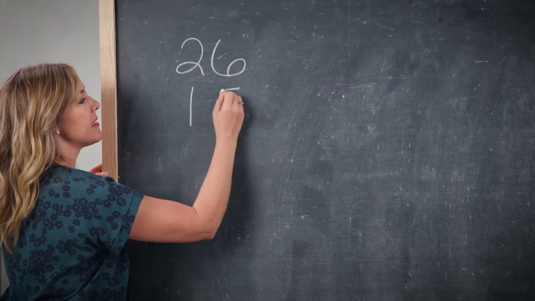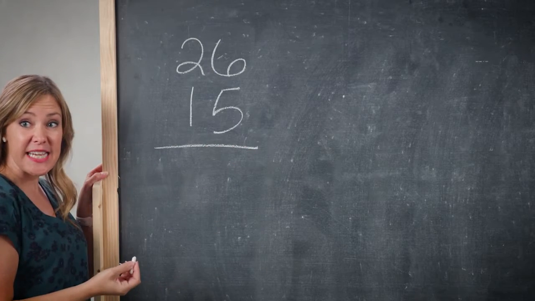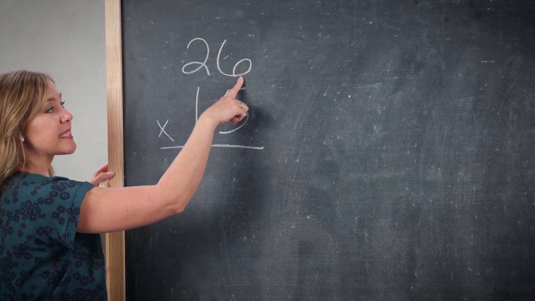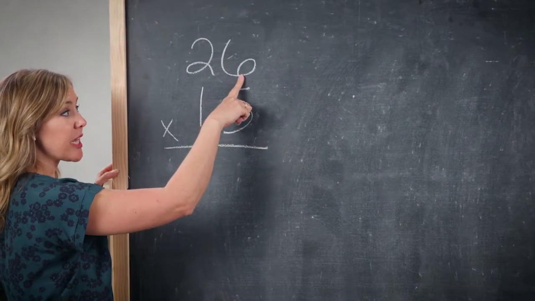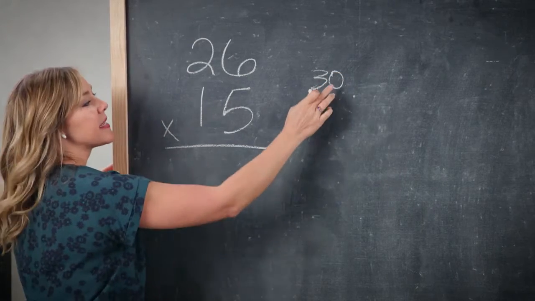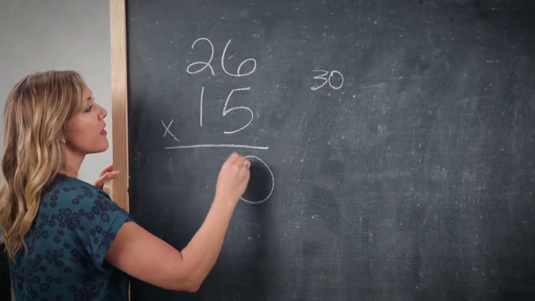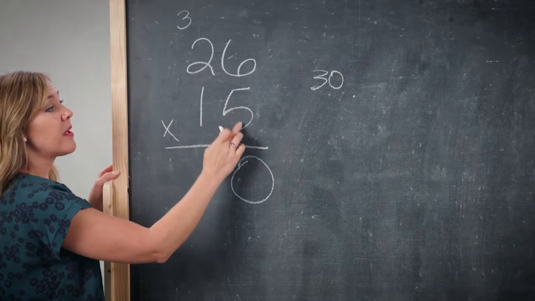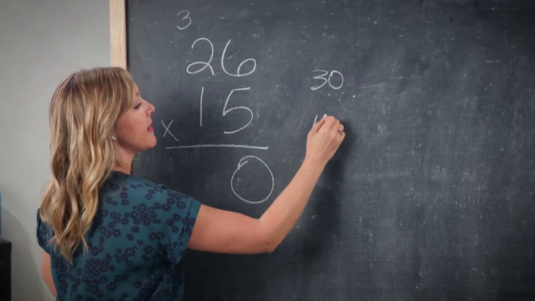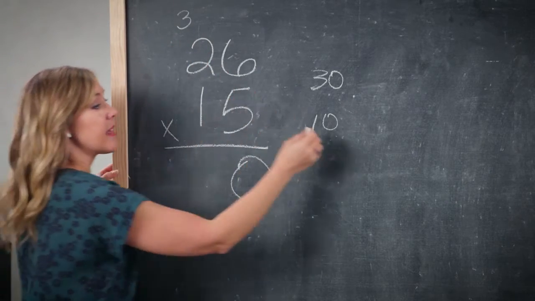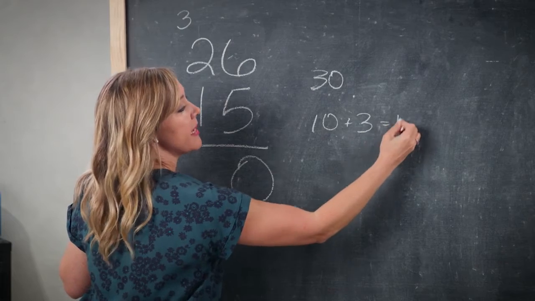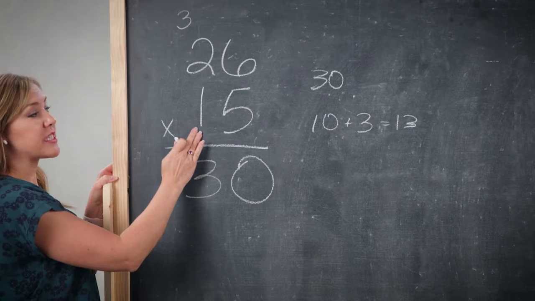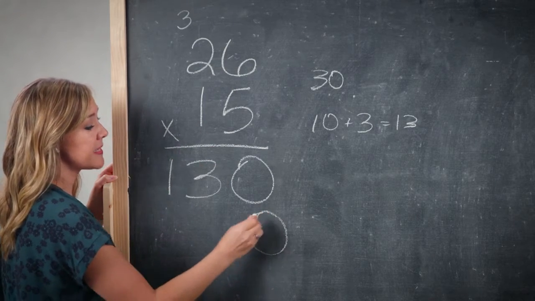26 times 15. So first we take the 5 and we're going to multiply it times the 6. 5 times 6 is 30. The 0 comes down and the 3 carries. Then we multiply the 5 times the 2. 5 times 2 is 10, but I have to add that 3, and that gives me 13. Now, because we've moved over to the tens place, we fill in with a 0.